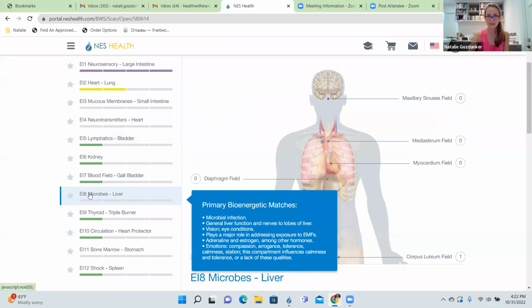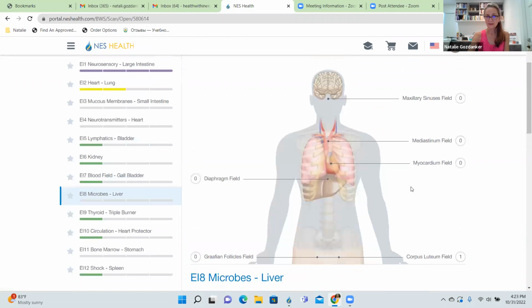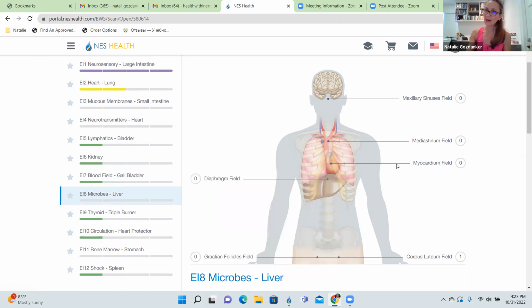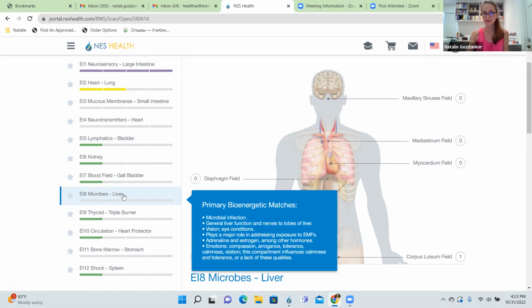Let's take the liver, for example. You see how complex this train is. In this particular case, there are not a lot of priorities here, and that's why it's green. But it just shows the complexity of the body, because in conventional terms, when we talk about liver, the problems with the liver can arise when there is microbial infection in the body, when general liver function and nerves to lobes of the liver are distorted.